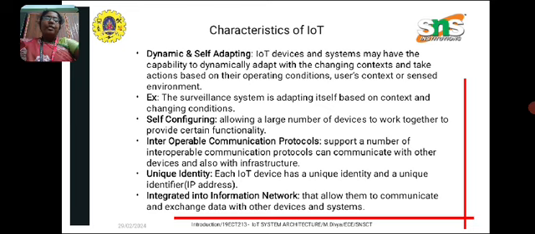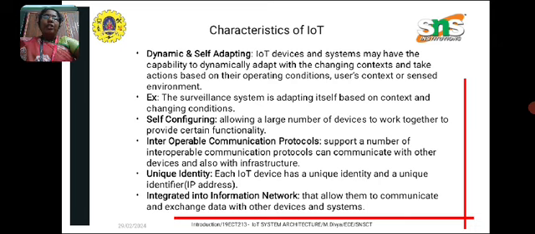These are the characteristics of IoT. IoT has definite characteristics like being dynamic and self-adapting. IoT devices and systems may have the capability to dynamically adapt to the changing context and take action based on their operating conditions, user context, or sensed environment. For example, a surveillance system adapts itself based on the context and changing conditions. It is also self-configuring, allowing a large number of devices to work together to provide certain functionality.